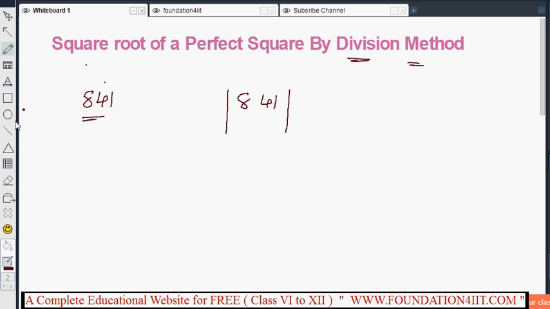Now 41 is one set. We can mark a line over 41, and next 8, because only one number is left. So that is one period. Now in every division, what comes down is the remainder, and the right side is the quotient. This is the dividend and the left side is the divisor. The first step is 8, so the first period is 8. Now 8 is near which perfect square? We need to find out.